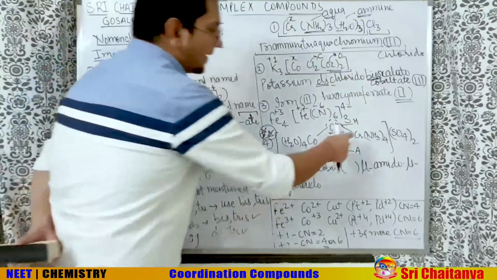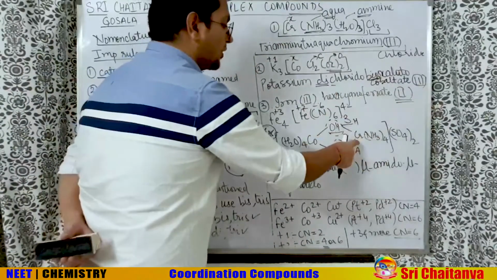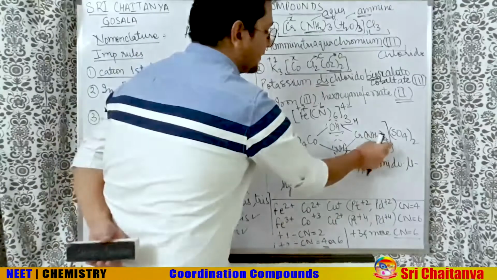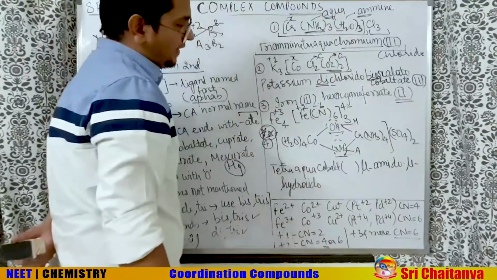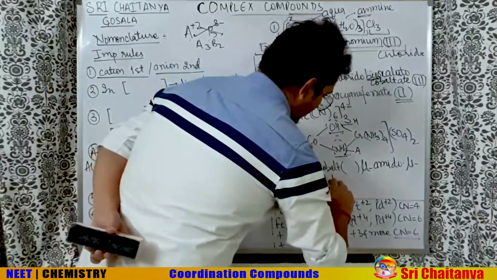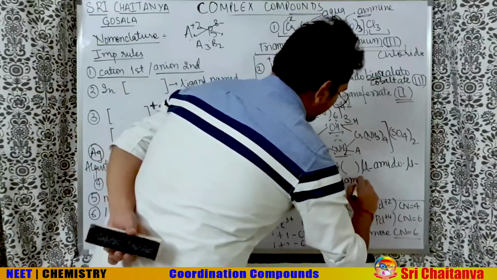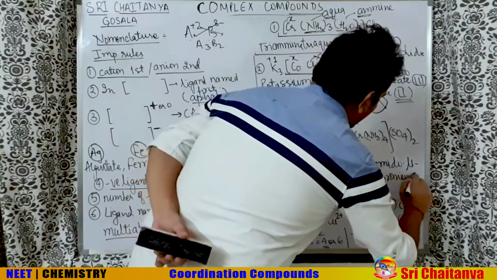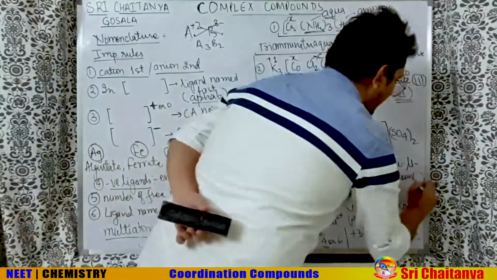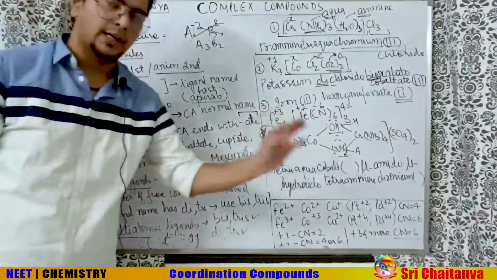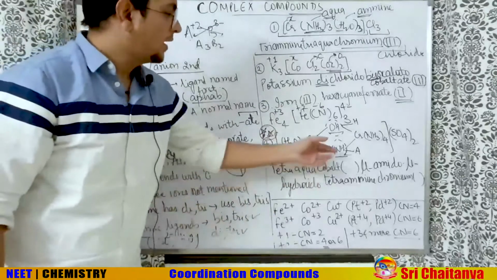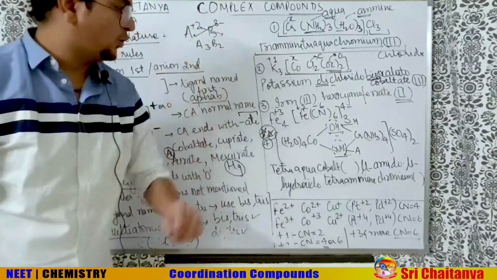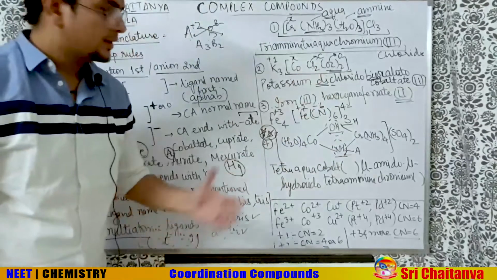Then this part you have to name, and don't write chromium first. Why? Because always when you name a complex, ligands come first, then the central atom having the ligand. So what I will write here? Tetra amine chromium. Now in the bracket I will write the oxidation state of chromium. So this whole complex cation got named: tetra aqua cobalt, mu amido, mu hydroxido, tetra amine chromium. Oxidation state we have to find, that I will teach you also, but I think this part is clear to us. This is the whole cation we have named.